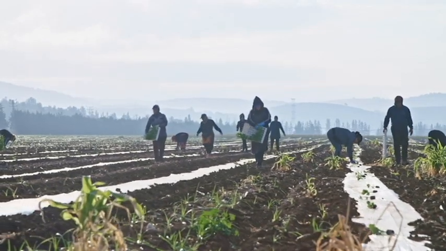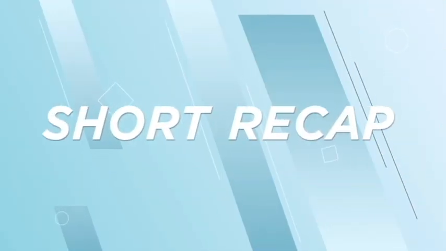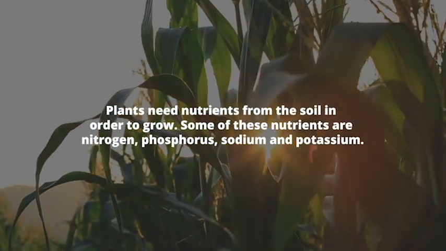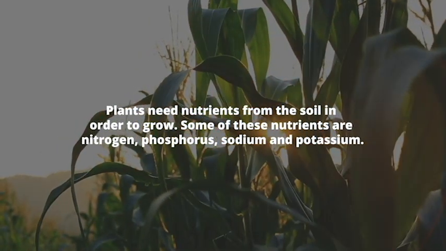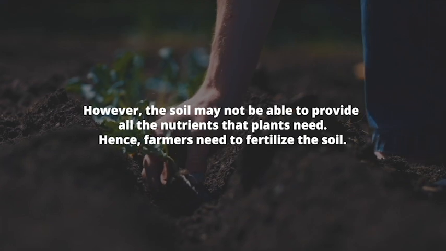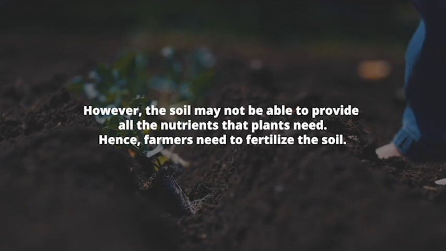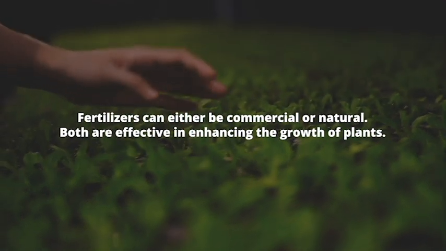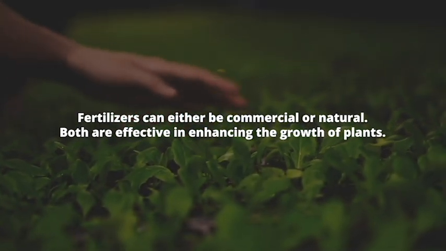Farming requires a lot of decision-making. Mangustin and Pong were able to make a sound decision because they followed the scientific method. Let's remember, plants need nutrients from the soil in order to grow. Some of these nutrients are nitrogen, phosphorus, sodium, and potassium. However, the soil may not be able to provide all the nutrients that plants need. Hence, farmers need to fertilize the soil. Fertilizers can be commercial or natural. Both are effective in enhancing the growth of plants.